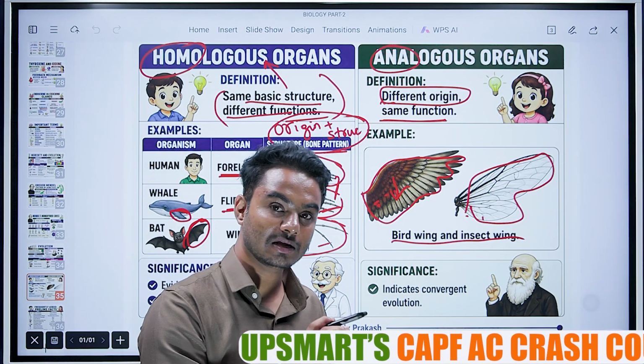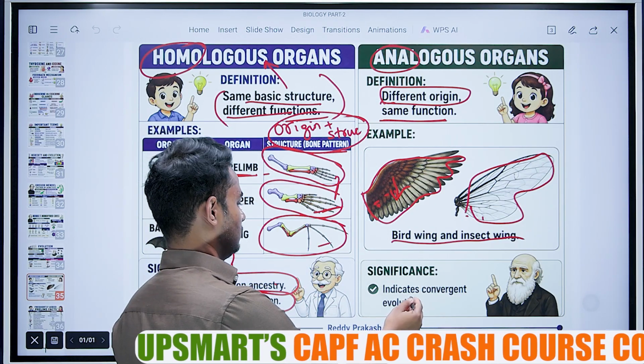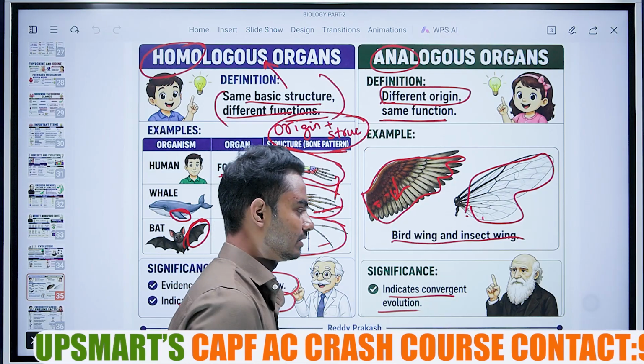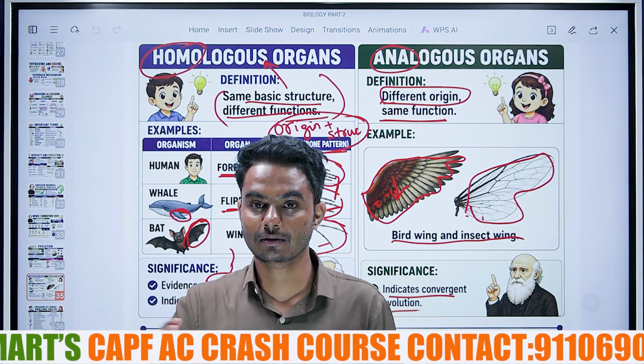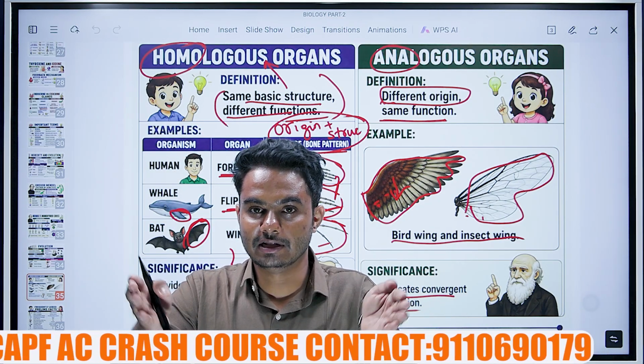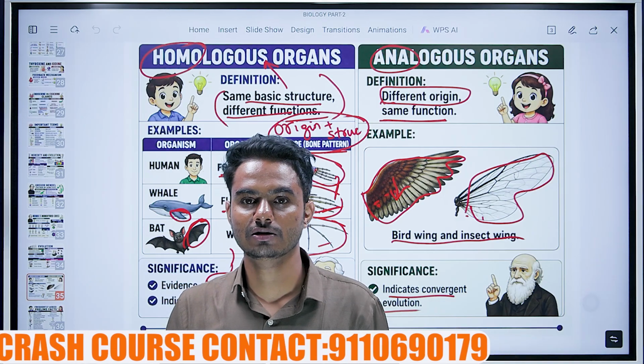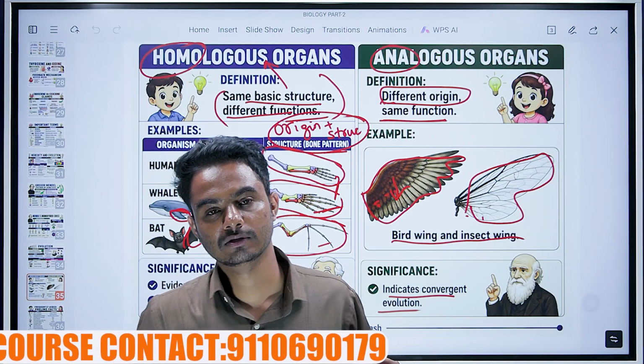Sir, then for the analogous organ, it indicates convergent evolution, sir. This is divergent evolution because we are coming from the same family. We are diverging to different functions to cater to the environmental needs.